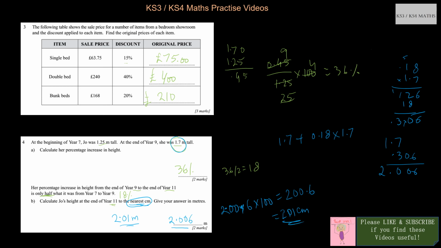Okay, so that concludes this bit. It was quite straightforward, quite easy, and I think you could do it straight away, but it's good practice for beginners.